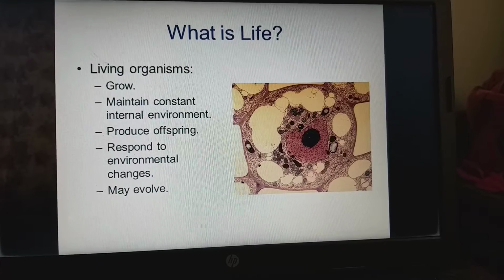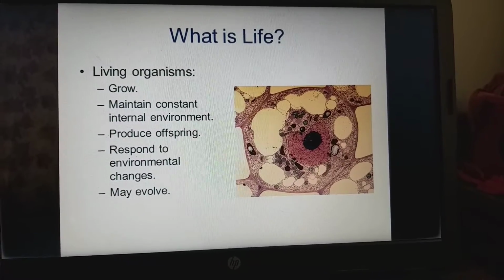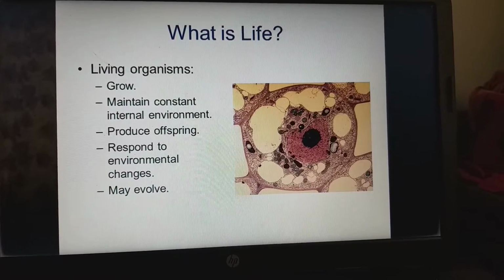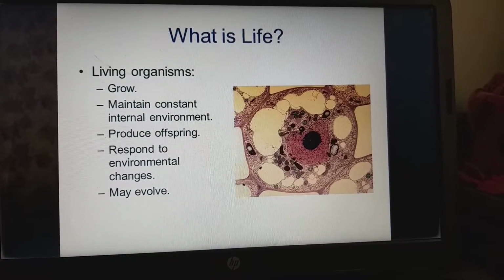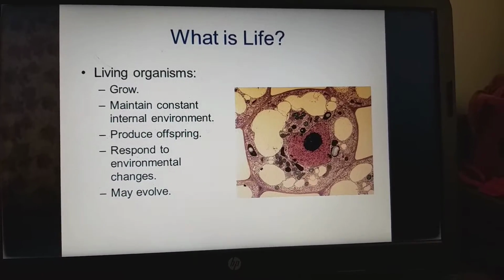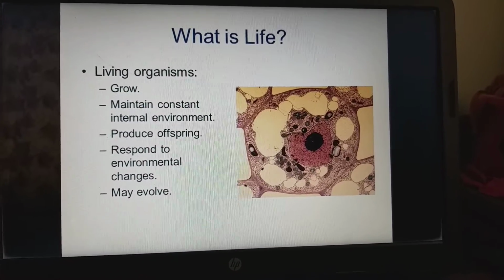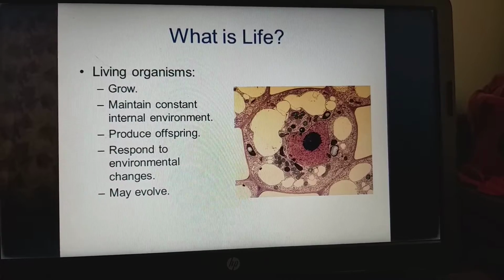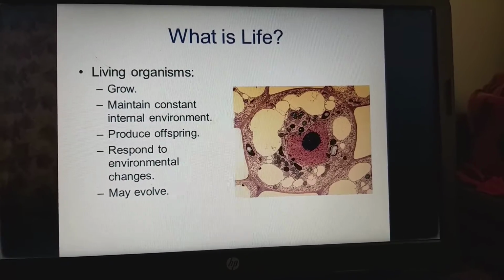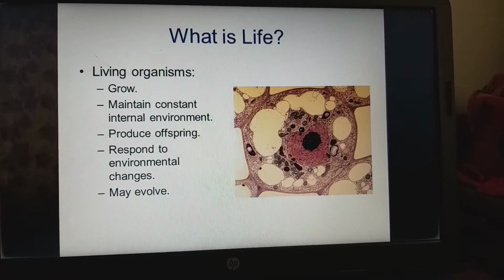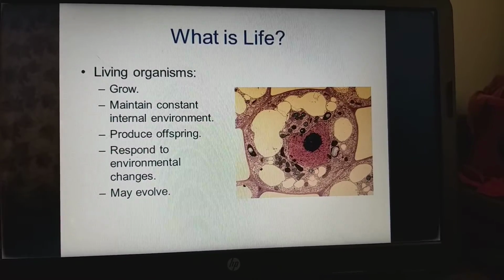Next, what are the basic characteristics of living organisms? Primarily, it has to grow. It has to maintain a constant internal environment, which we also call homeostasis. And producing offspring, right? That is a very important characteristic. It responds to environmental changes. It has to acquire, adapt, survival of the fittest, right? It may evolve. So these are the things which define life.